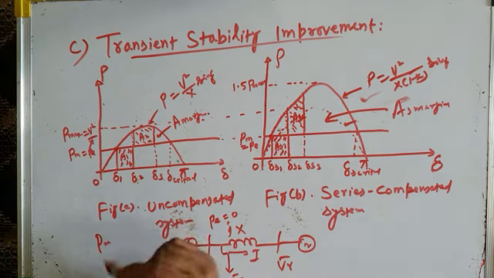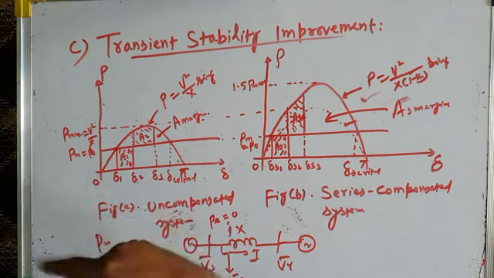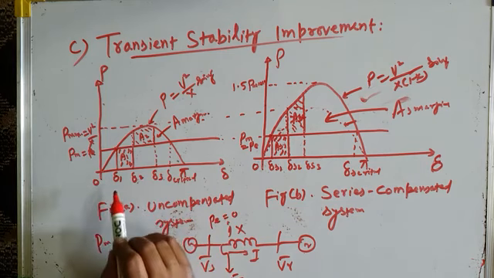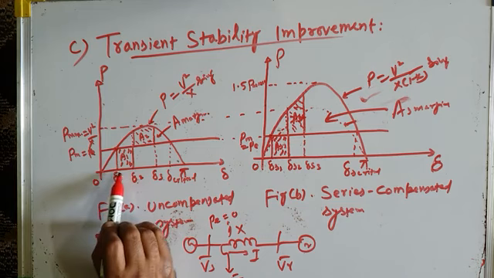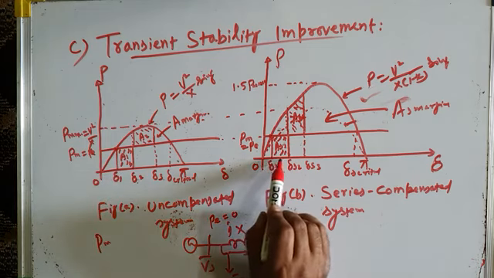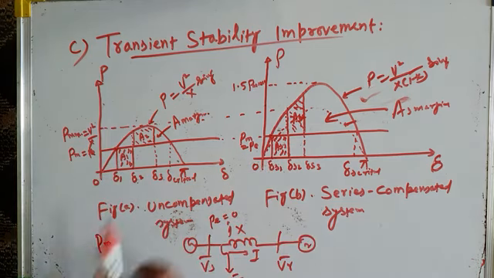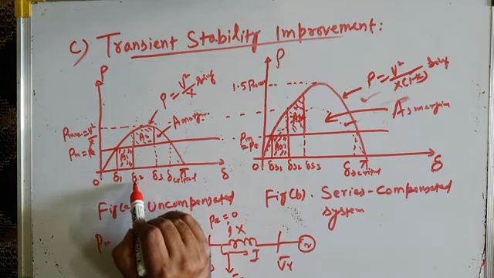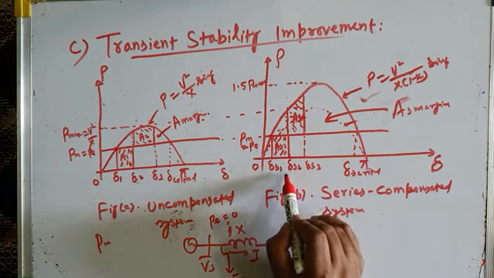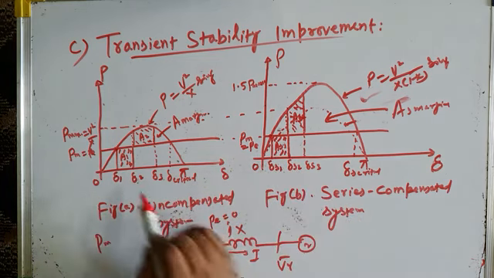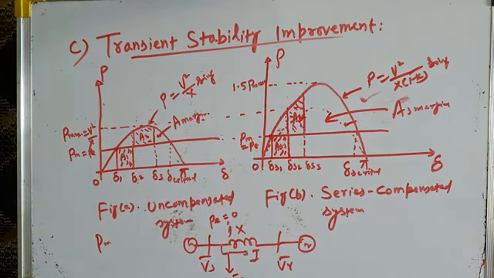As a result of that, the rotor of the generator accelerates. The machine accelerates. Because of acceleration of the machine, the transmission angle increases. It goes on increasing in both systems, the uncompensated system as well as the series compensated system, like this. And for the uncompensated system, when the transmission angle is equal to delta 2, and for the series compensated system, when the transmission angle is equal to delta S2, the fault is cleared. And when the fault is cleared, the line is reconnected to the system.